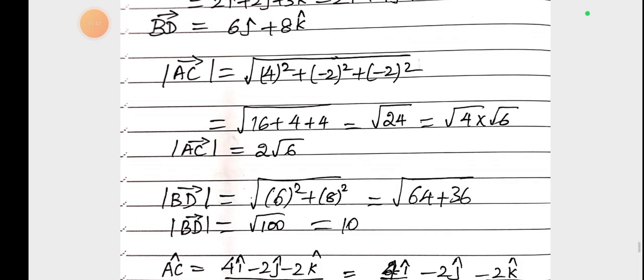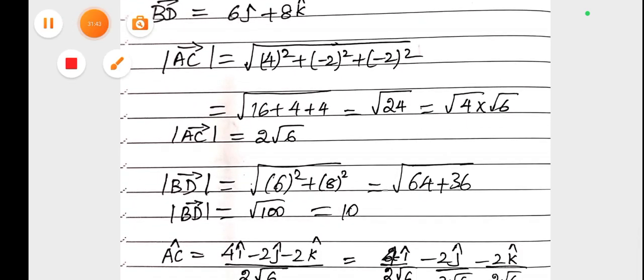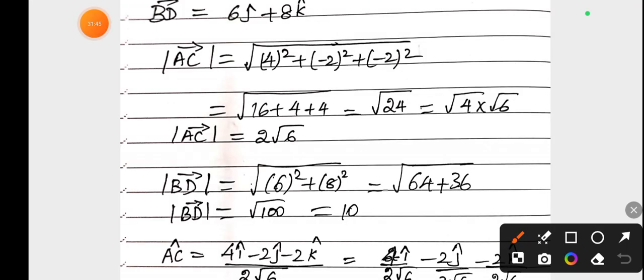And you have to find the magnitude of each. Magnitude of AC vector is root over 4 square plus minus 2 square plus minus 2 square.